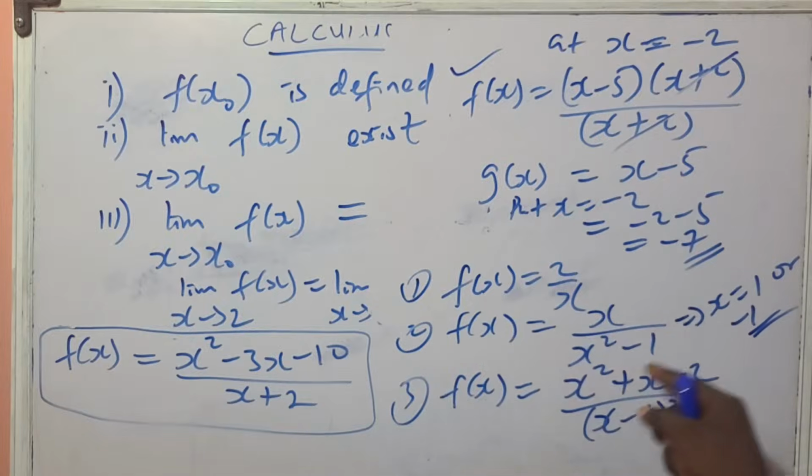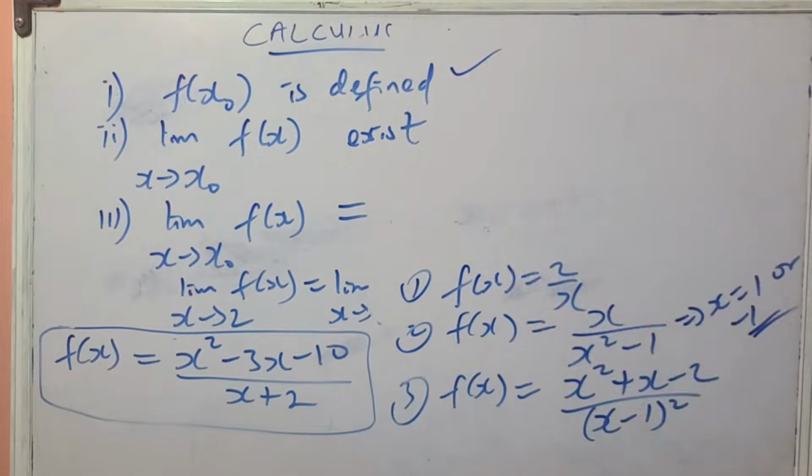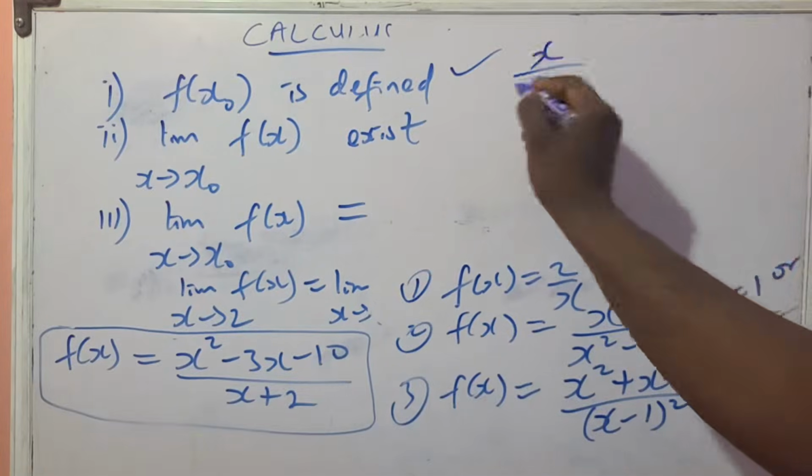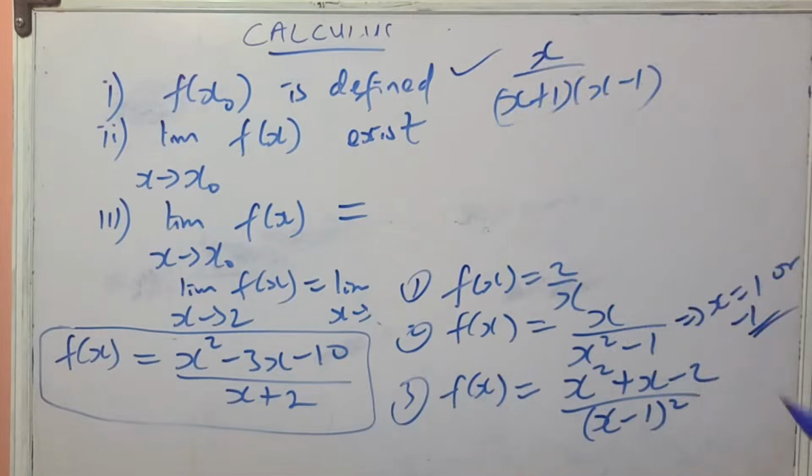There's no way you can simplify this, because if you decide to make this x squared minus 1 and try to simplify, I'm not seeing how you are going to be able to remove the point of discontinuity. That means you want to have maybe x over x plus 1, x minus 1, probably using difference of two squares. I'm not seeing how we're going to cancel the situation around the discontinuity there. So this is the point where it's discontinuous.